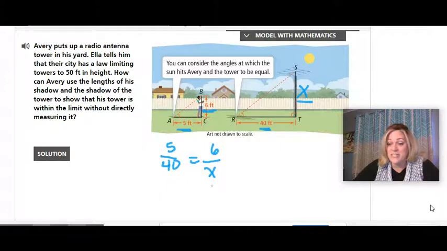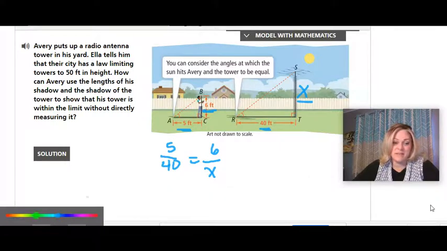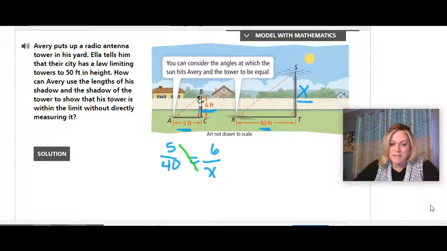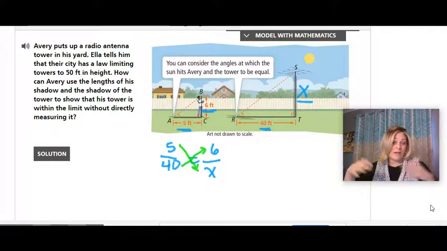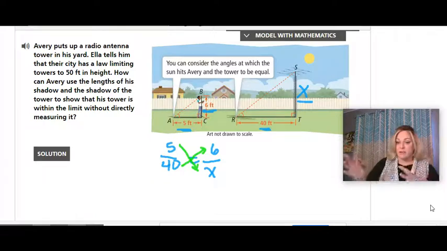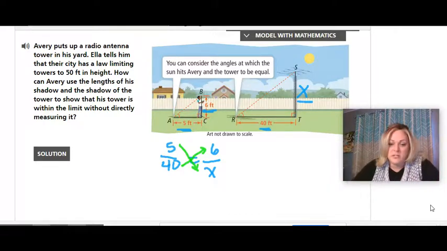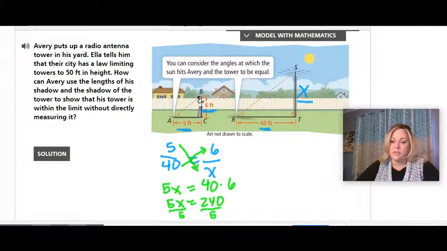We've got our proportions. Let's cross multiply. And once you have this set up, the setup is the geometry part of this problem, making sure you know how to set it up. From here on out, the cross multiplying, that's the algebra part of it. So hopefully you're good at that geometry part, setting it up. 40 times 6. So I've got 5x equals 240. Divide both sides by 5. And then determine, is this within the city limits? Is it 50 or less?